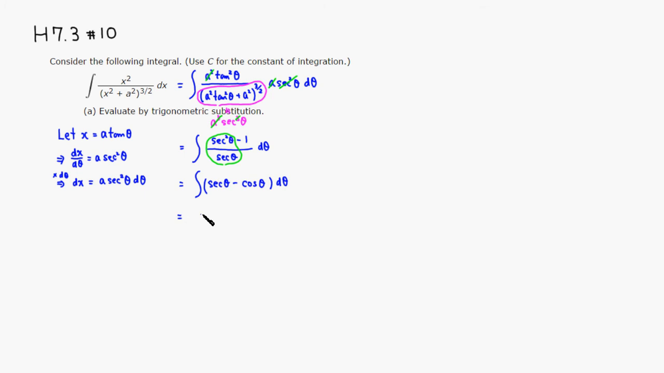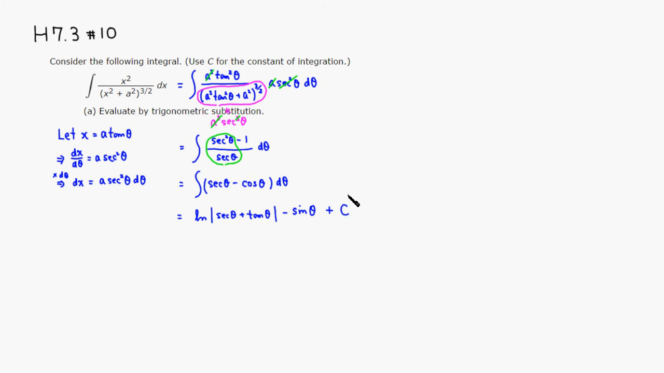Then we can find the antiderivative. The antiderivative of secant of theta is natural log of the absolute value of secant of theta plus tangent of theta. And minus, the antiderivative of cosine of theta is sine of theta. So we put the sine of theta. Since this is an indefinite integral, I'm going to put plus some constant c. So we got that.